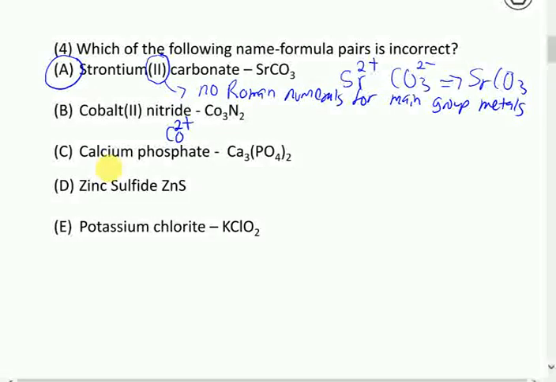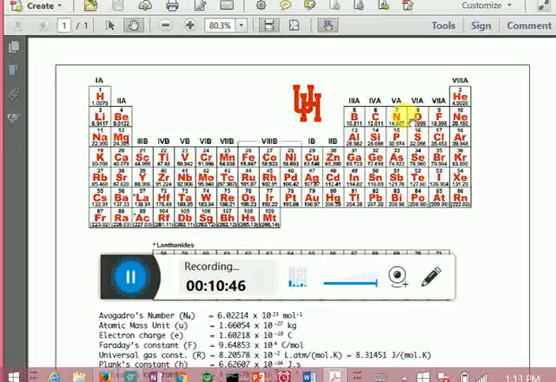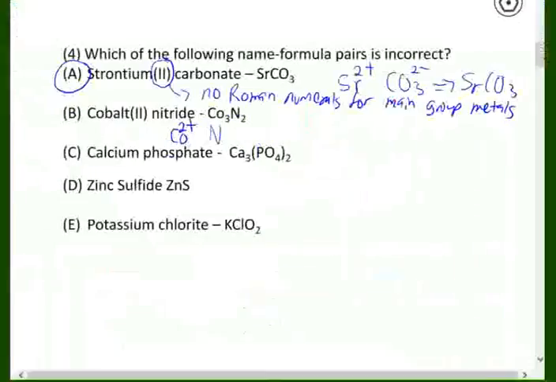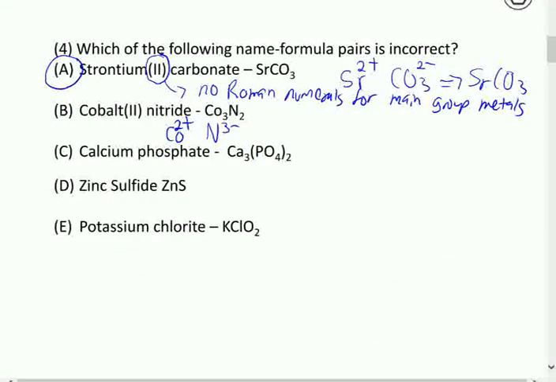And then we have nitride. Nitrogen is in group 5A, and we go over 3 more to get to the noble gas configuration. So nitrogen, when it's in ionic compounds, makes a 3- charge. That's invariant. All the nonmetals have a defined charge, which gets them to the noble gas configuration. And the formula here is Co3N2. So we have 3 2+ cations and 2 3- anions. The charge balances out. Everything works out.